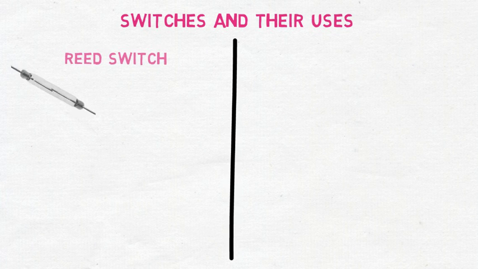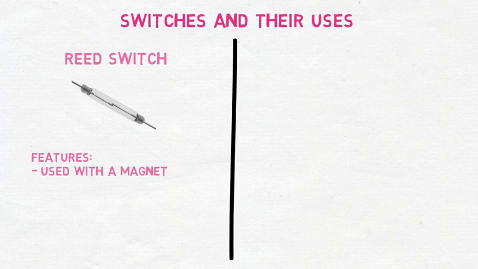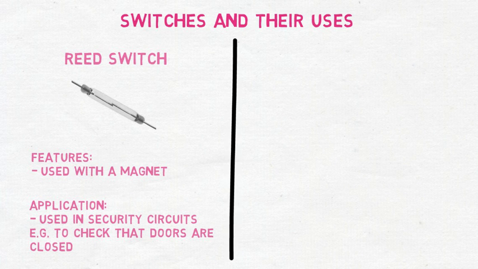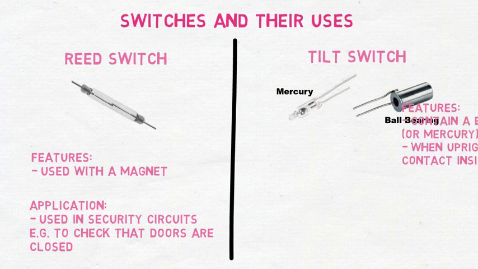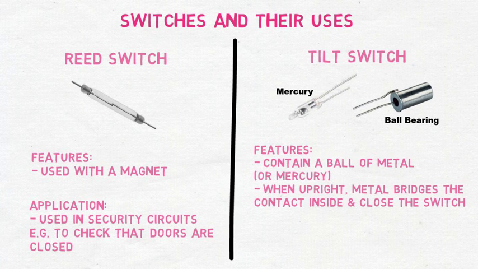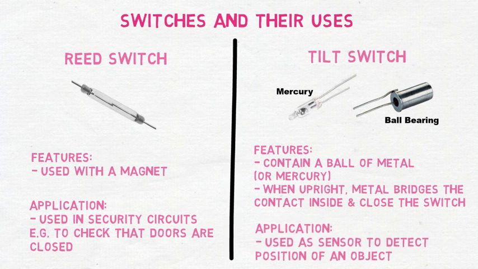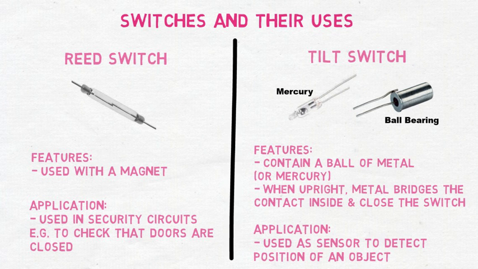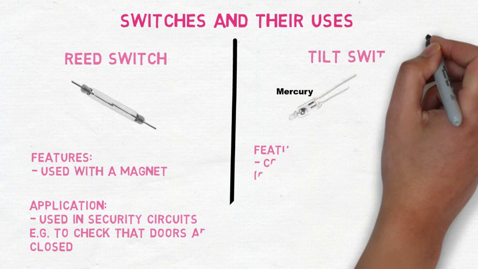The reed switch. It is used with a magnet. It is used in security sockets to check that doors are closed. Next is the tilt switch. It contains a ball of metal or mercury. When upright, metal bridges the contact inside and closes the switch. It is used as a sensor to detect the position of an object.